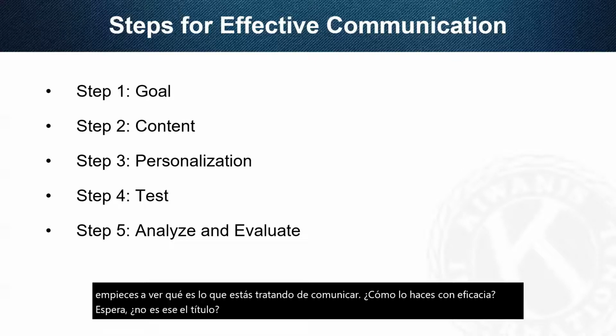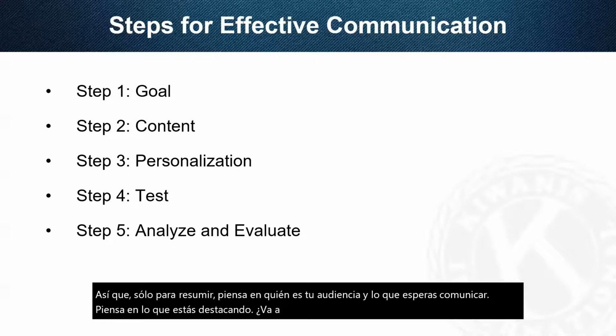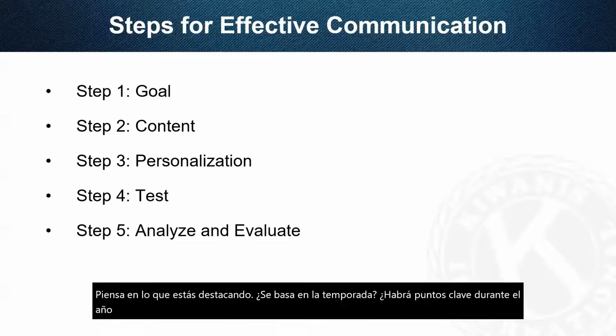So just to recap, think about who your audience is and what you hope to communicate. Think about what you're highlighting. Is it going to be based on the season? Are there going to be key points during the year that you have to communicate something more than others? How are you personalizing it? How are you making it something that people want to read?